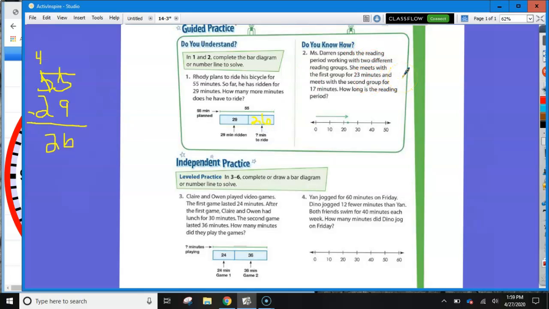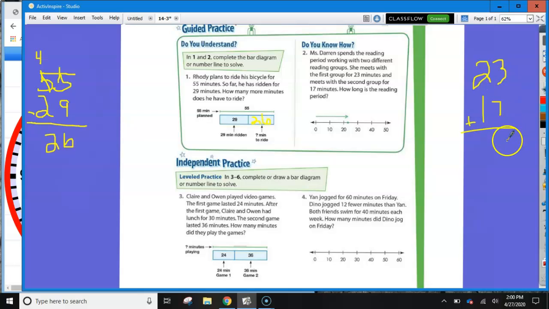Number 2, Miss Darren spends the reading period working with 2 different reading groups. She meets with the first group for 23 minutes, with the second group for 17 minutes. How long is the reading period? So if you want to know the total amount of time for the reading period, then you need to take 23 plus 17.